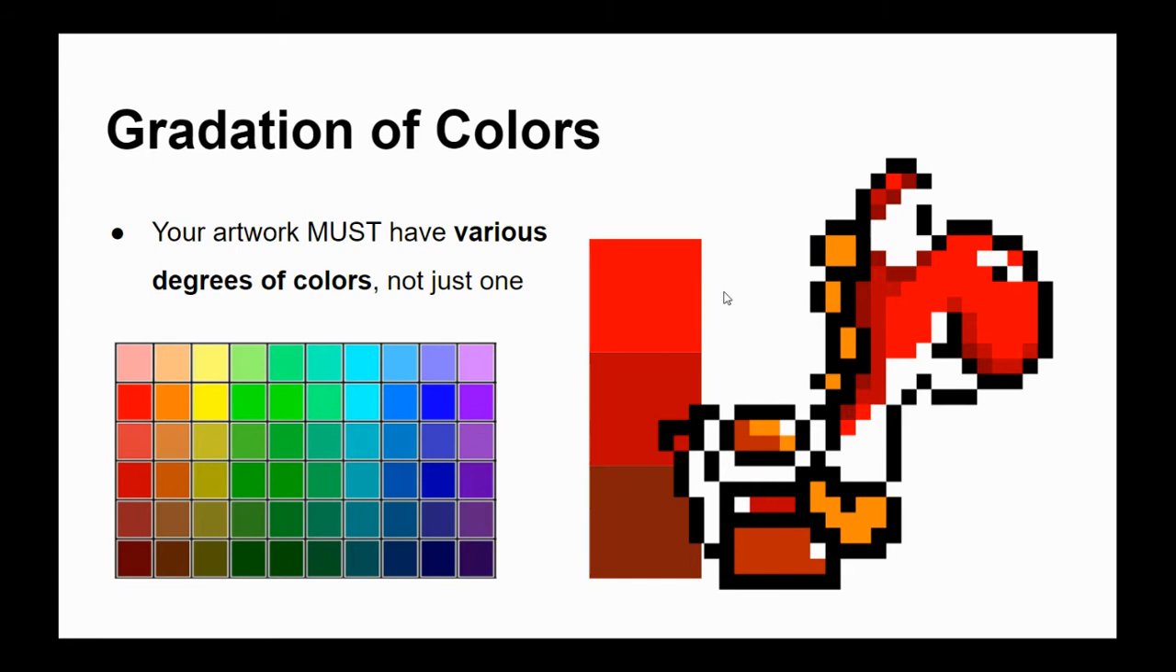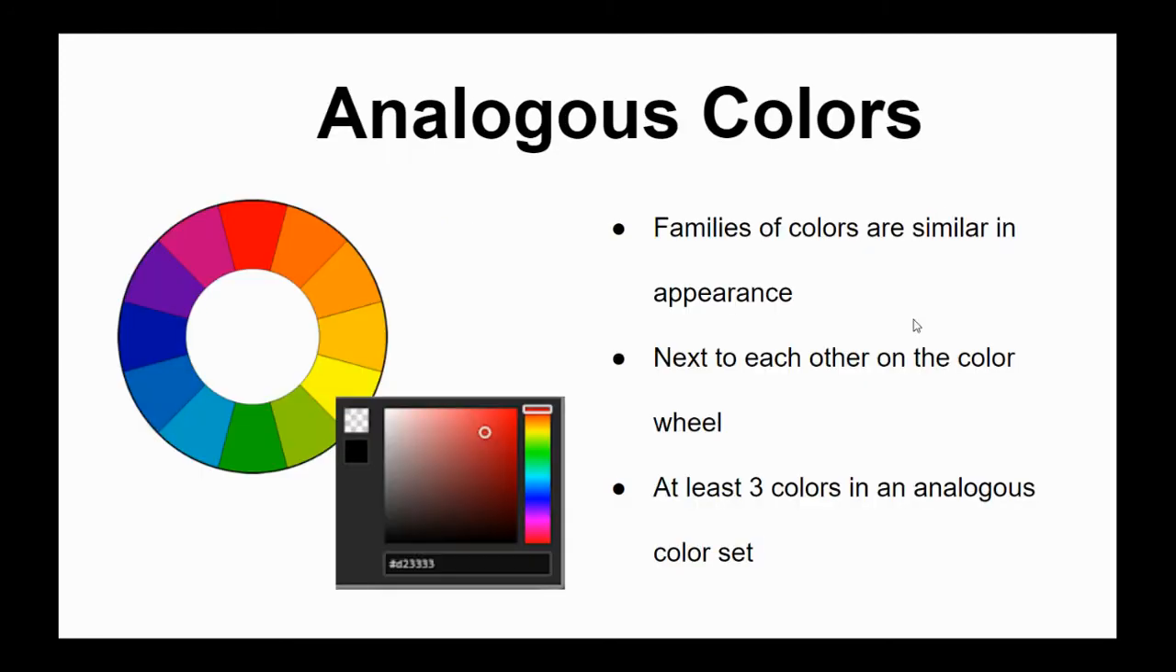To create the illusion of volume or shadow, you can add a little bit of darkness to your colors to make them appear with volume or depth. So when you're working on your video game design character, items, power-ups, or background, be sure to not just use one color, use a gradation of colors to make your artwork look a lot more realistic.